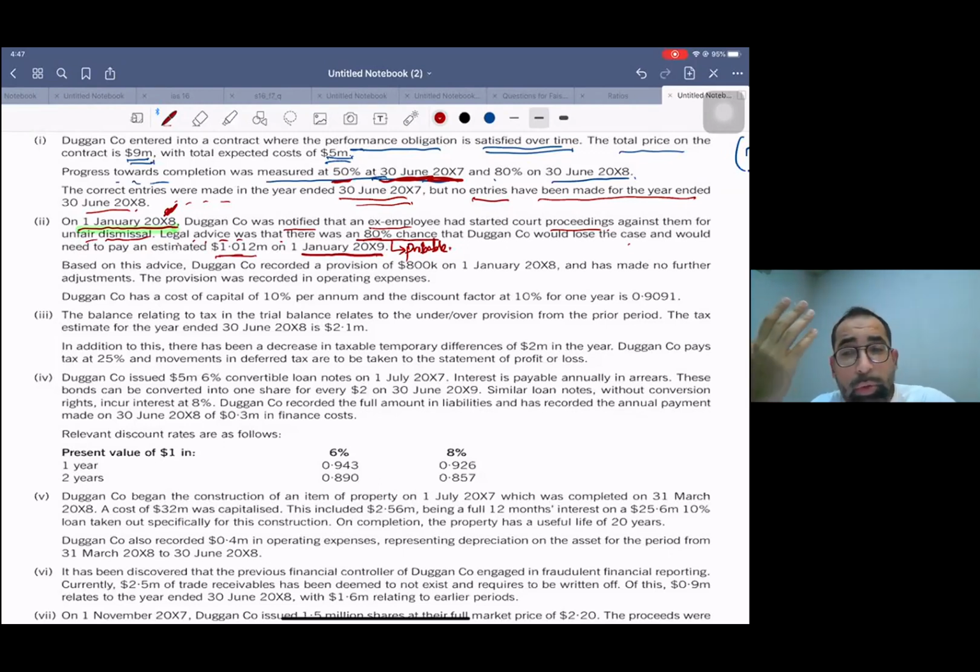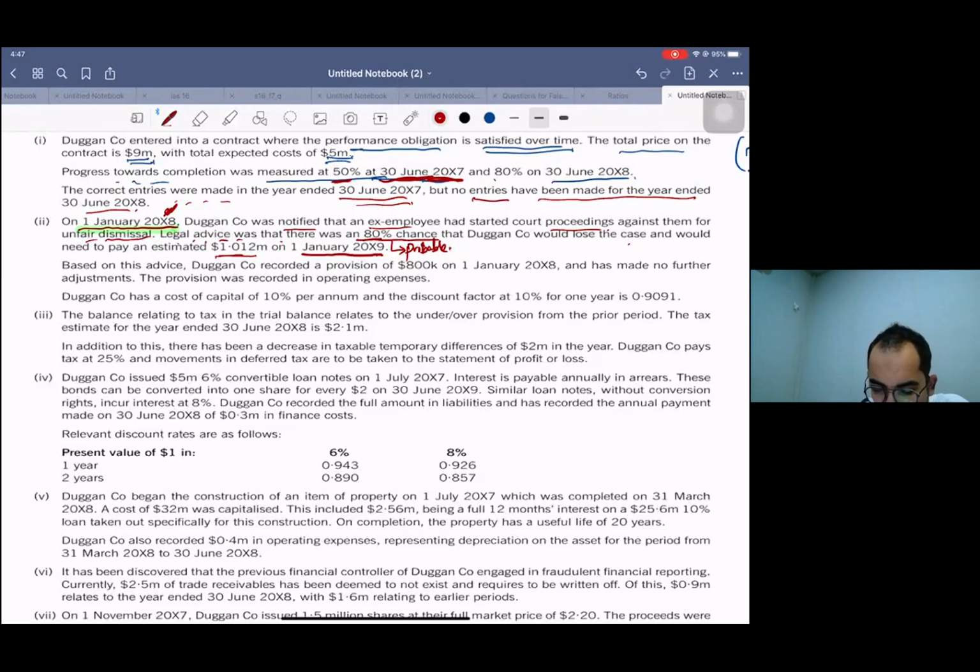And you know this is the basics of F7, that all liabilities and all payables which we have to pay 1 year or after, we need to discount. So definitely discounting is a must here.